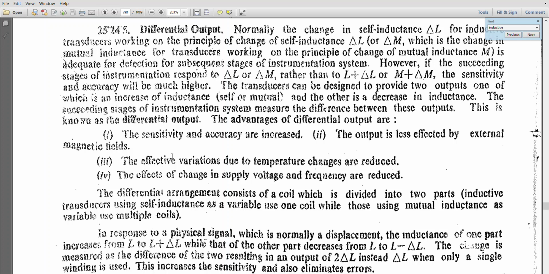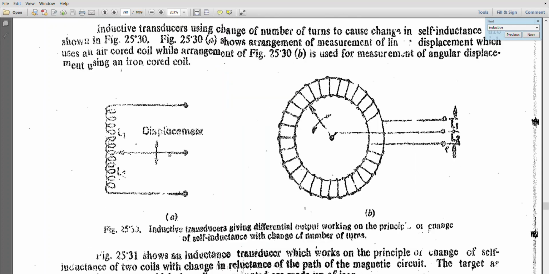Same, a change in the temperature gets cancelled out if there is a differential output, because the same outputs come out of the difference, and they get differenced and cancelled out. Okay, and the effects of supply voltage and frequency are also reduced. So what is this? You see here there is a pointer in the middle, and this pointer moves in both directions, and the change in the inductance because of this pointer can be measured as the difference between L1 and L2. Similarly, here what is the concept they have taken? Number of turns. So when the number of turns changes, the differential inductance output also changes.